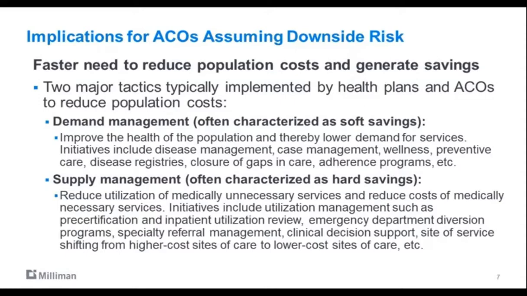What I want to talk about is some of the tactics that ACOs, successful ACOs, and health plans use with managing population costs. Two major tactics are typically implemented by health plans and ACOs to reduce population costs: demand management and supply management. By demand management, what I'm referring to is improving the health of the population, which therefore lowers demand for services. If you have healthier people, there's lower utilization of services.